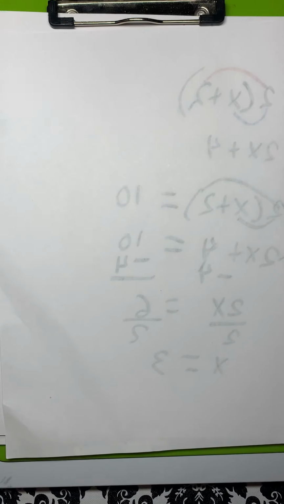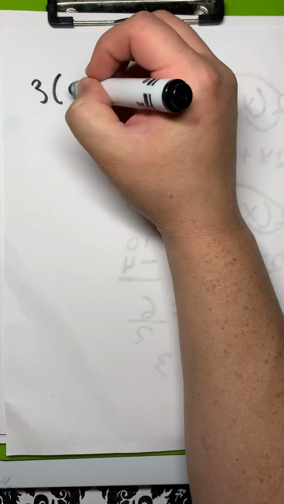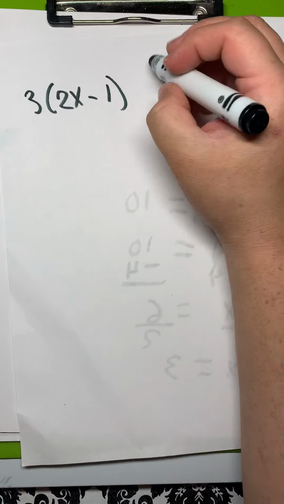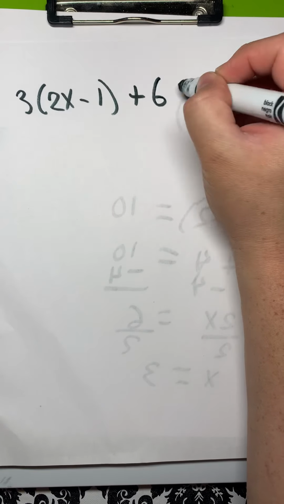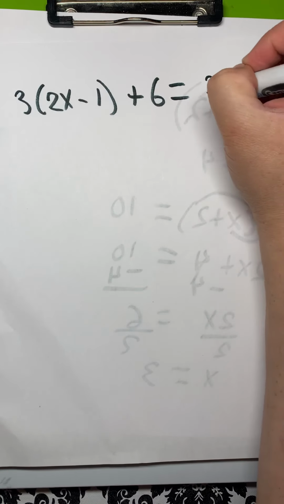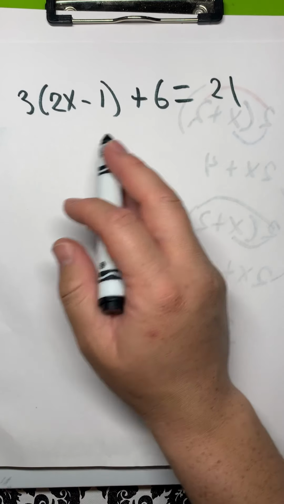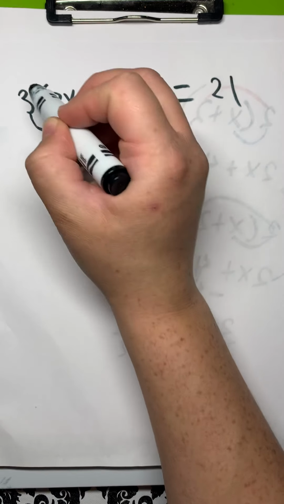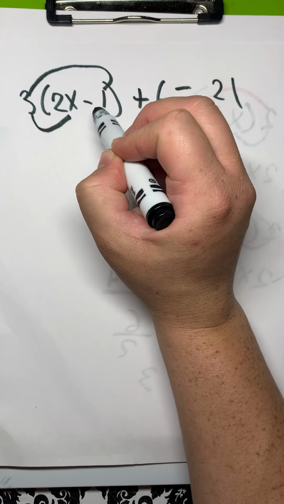Now, as we do start to complicate it with distribution, let's do another one. 3 times 2x minus 1. And let's put on the outside of here plus 6. Let's set this all equal to 21. First step, even though you do have something on the outside, you're still going to start with your distribution. 3 is going to go to the 2x first, then 3 goes to the negative 1. It has to be the negative 1. You carry that with you.